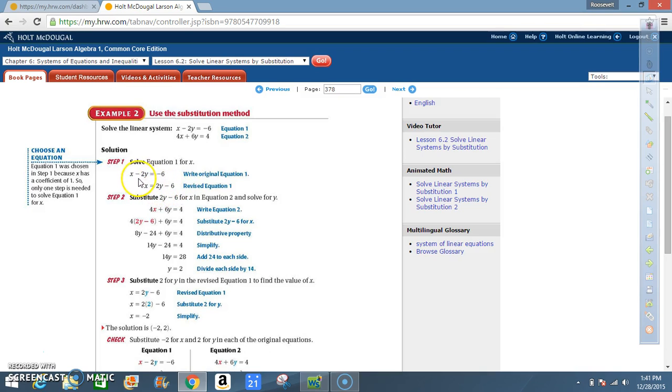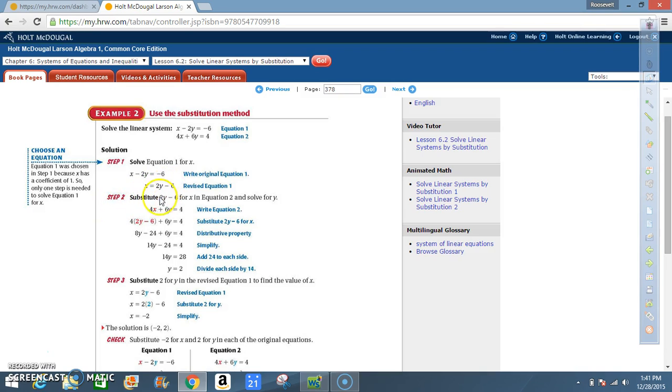Don't forget, plus 2y to this side, plus 2y to this side. That's going to cancel out, and x will be by itself. On this side, you have a negative 6 plus 2y. So they cannot be combined, so you end up with 2y - 6.